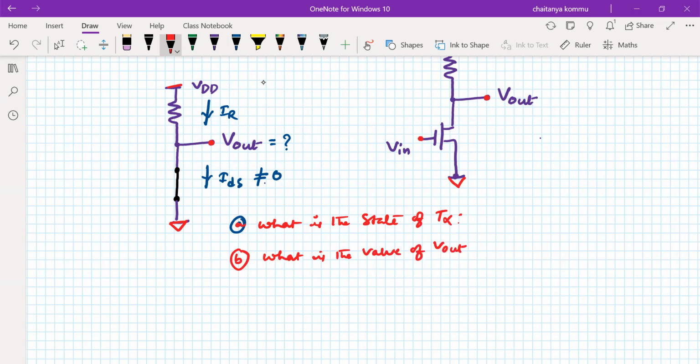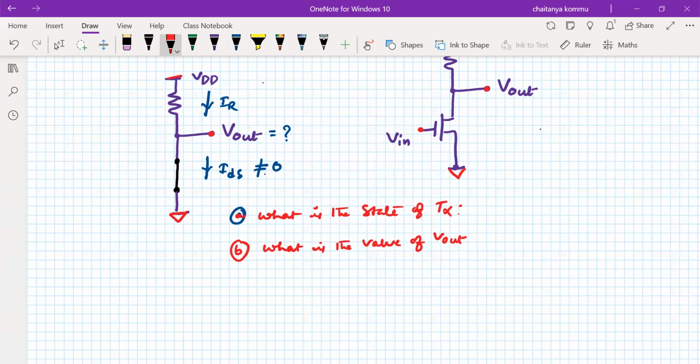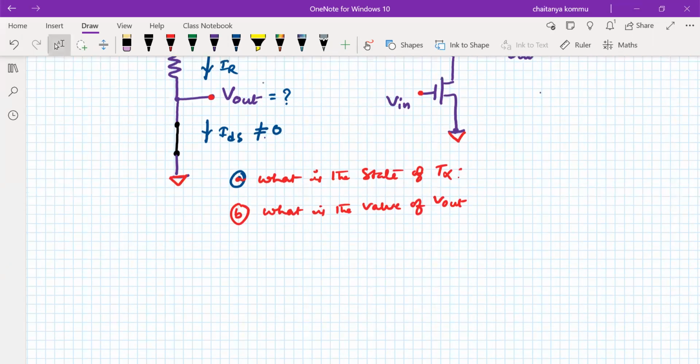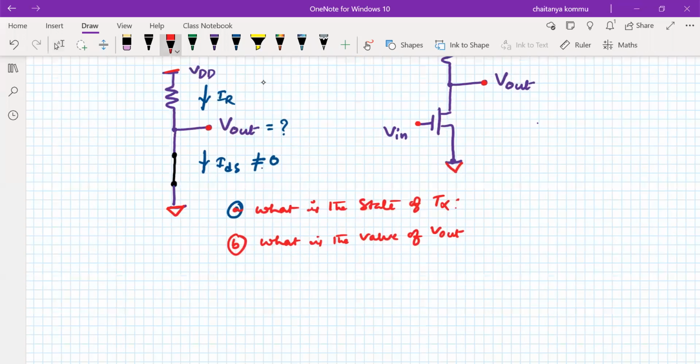What is the value of Vout? Assume that the state of the transistor we look at later on, after some time. First, let us understand what the value of Vout is. As you can see here, this output is connected directly to the ground, because of its short circuit nature.